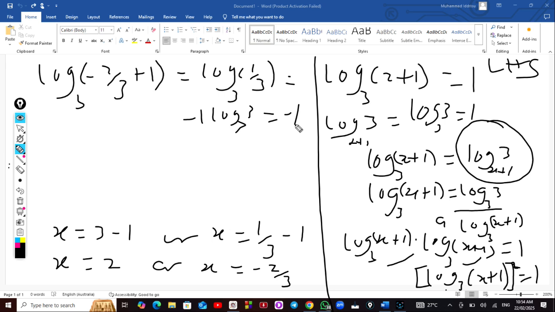So let's see whether it will be the same as this. So logarithm of 3 to the base 1 over 3, because negative 2 over 3 plus 1 is 1 over 3. This in the calculator you have negative 1. So you can see that the two values 2 and negative 2 over 3 satisfy the equation logarithm of x plus 1 to the base 3 equal to logarithm of 3 to the base x plus 1.